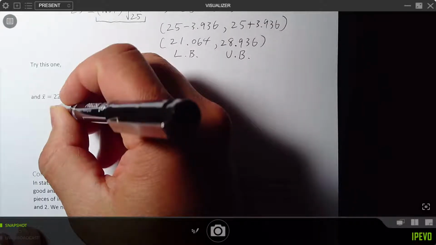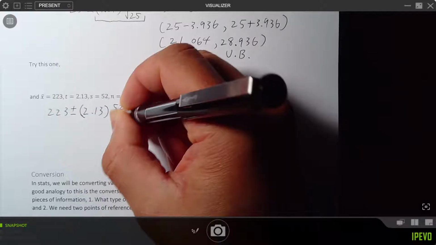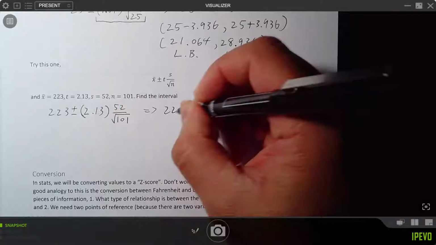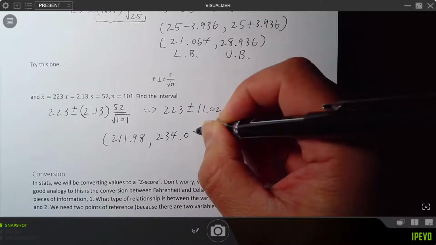Okay, here we go. Okay, use the parentheses. It's going to help you a lot keeping things clear. Okay, calculate this portion first. Okay, and then now we can write down the interval. Okay, I'm going to go a little quicker. Okay, and that's our lower bound and upper bound.